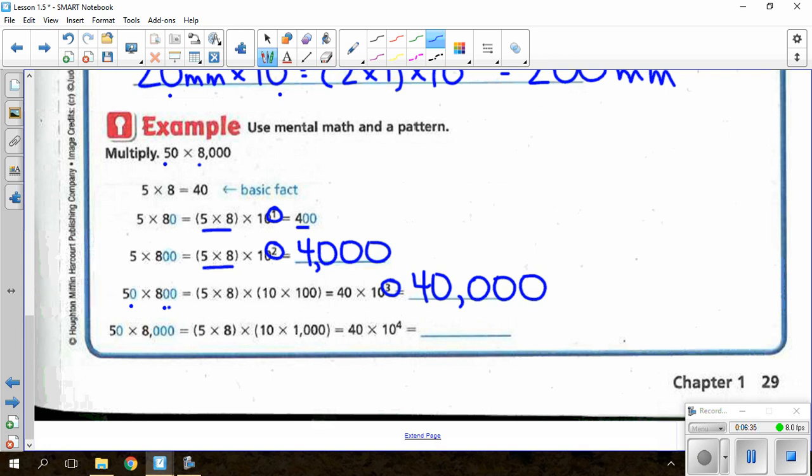And to finally solve the original problem, I have 50 times 8,000. So again, my 5 times 8 equals 40. The 50 has 1 0. The 8,000 has 3 zeros. So that is how they get the times 10 to the fourth power. So I have to add 4 zeros behind the 40 to get the final answer of 400,000.